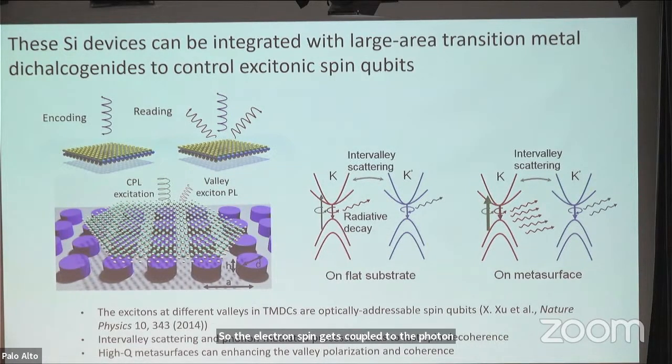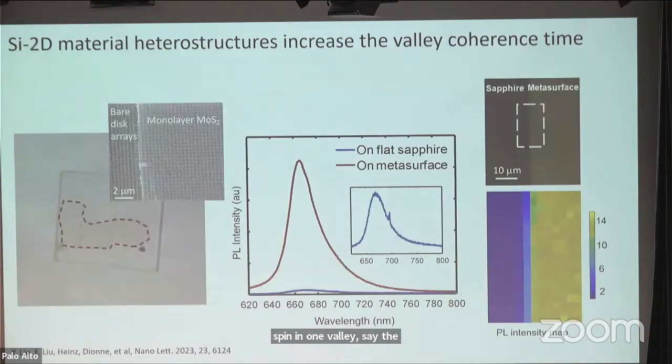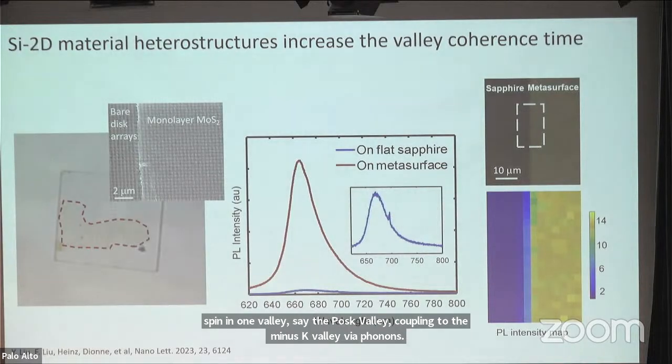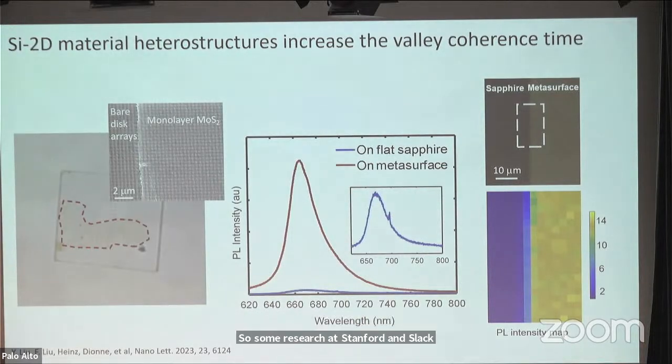The challenge with a lot of these materials is that they only generally work at low temperature, because otherwise you get inter-valley scattering. So basically you get spin decoherence from the electron spin in one valley, say the plus K valley, coupling to the minus K valley via phonons. So some research at Stanford and SLAC are basically integrating these two-dimensional materials with those reconfigurable silicon nanostructures in order to be able to control the inter-valley scattering.